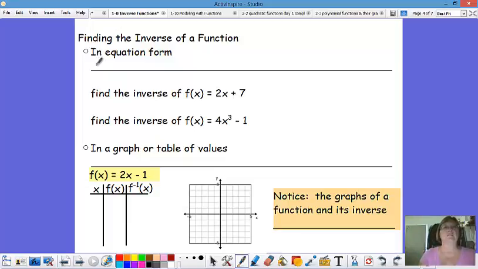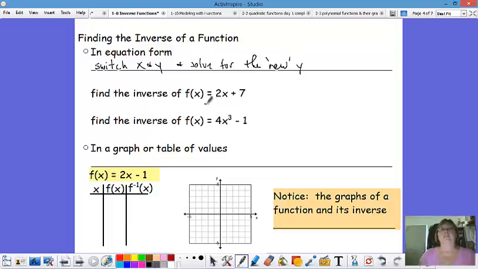Alright, we want to just review quickly how to find the inverse of a function. This is something that we talked about in our prerequisite chapter, but we'll review it here really briefly. In equation form, to find the inverse of a function, you switch x and y and then solve for the new y. And I'll put new in quotes, kind of.